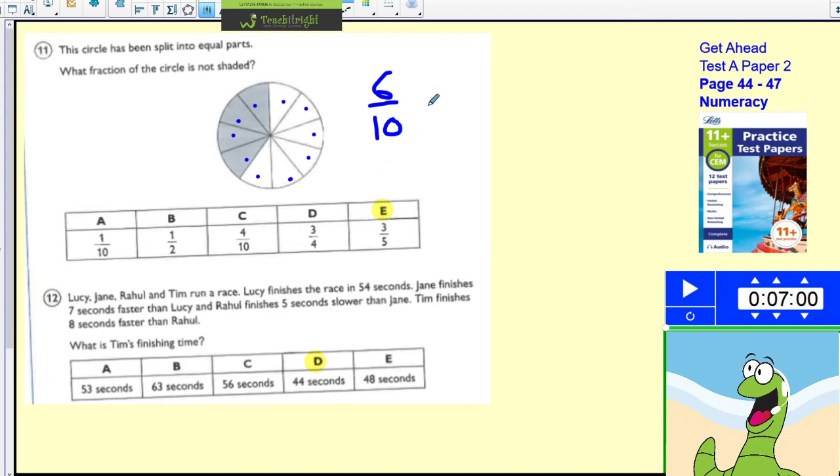So 6 out of 10 is not shaded. So we can simplify it to 3 out of 10. 3 out of 5, apologies, because we're halving both of these numbers. There's your answer. That one seemed quite nice.